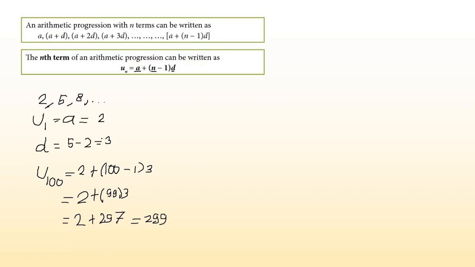Now, the difference between this formula and this formula: this formula is for the nth term, and this formula is for the sum of an arithmetic progression. What does it mean? What is the difference? Look, I'm going to use the sequence from just now, 2, 5, and 8. So a equals 2 and the common difference equals 5 minus 2, which is 3.